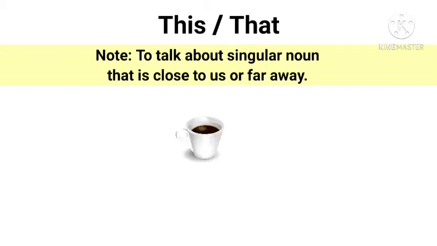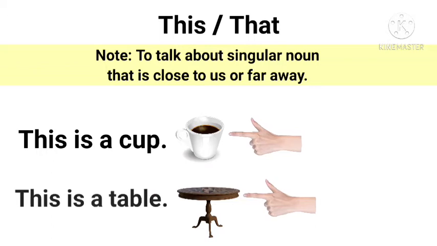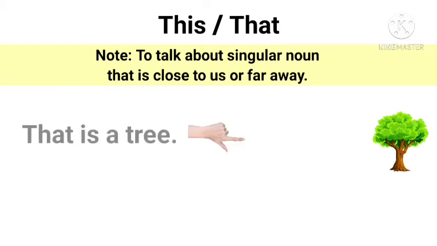Example number 1. This is a cup. We use this because this cup is a noun and it's near, it's not far. This is a cup. Cup is a singular noun. Example number 2. This is a table. A table is also a noun and it's near. That's why we use the word this. This is a table.